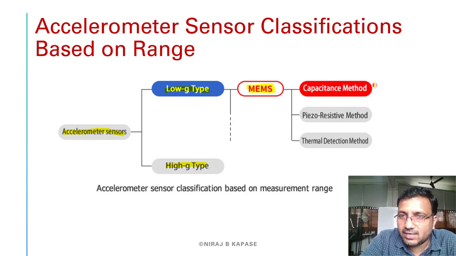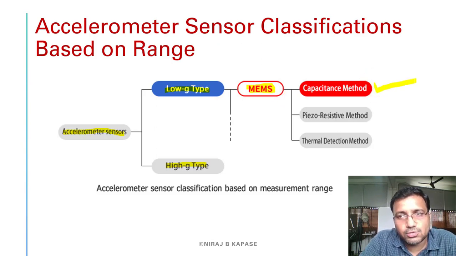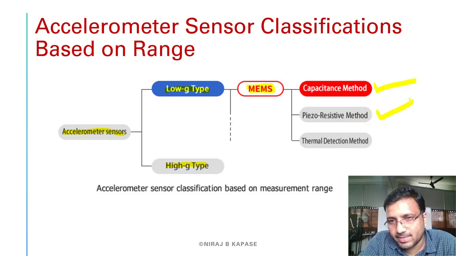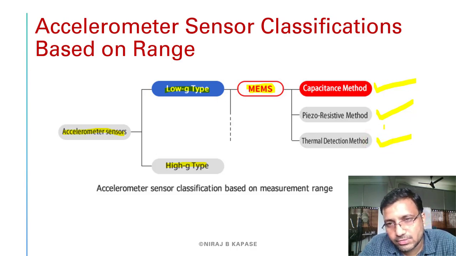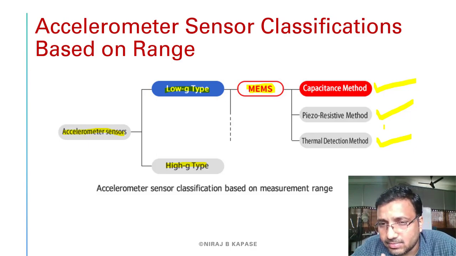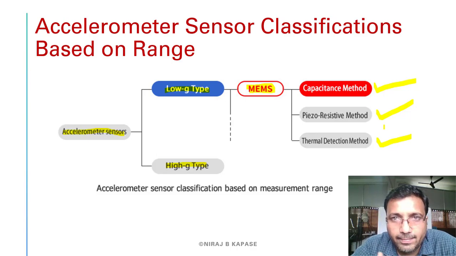So again, MEMS is the name given for the low gravity type of sensors, and under the MEMS there are three categories. First category is capacitive measurement. This is the more popular type by which the acceleration is measured, that is the capacitance method. Second is the piezoresistive method, and it is a little bit costly method. And third is the thermal detection method. So there are three methods we can use for calculation of acceleration, that is the capacitance method, the piezoresistance method, and the thermal detection method. Okay, so these are the classifications of accelerometer. Okay, so we'll move forward.